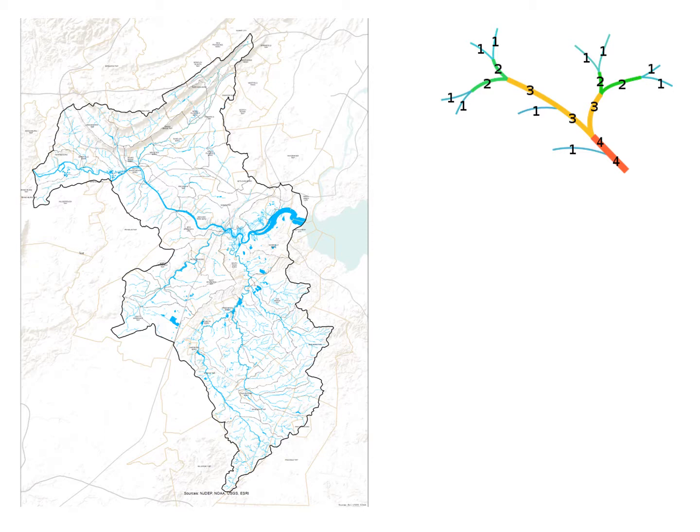The order of a stream is increased when 2 streams of the same order come together. In the diagram, notice how the order changes when 2 first-order streams meet. So a water body is considered a third-order stream when 2 second-order streams meet and continue flowing.